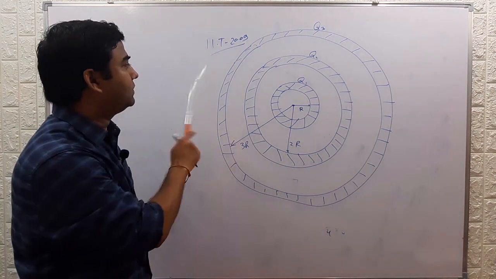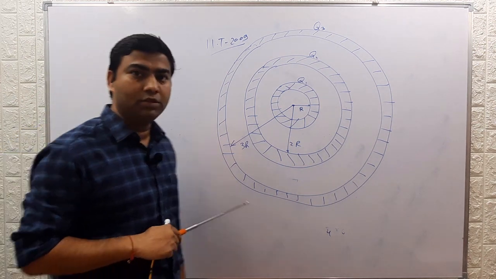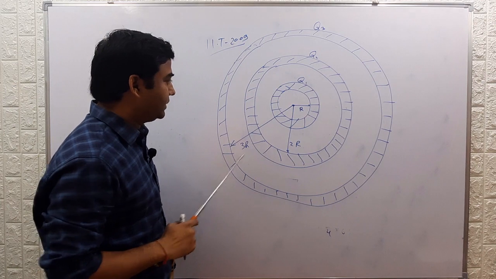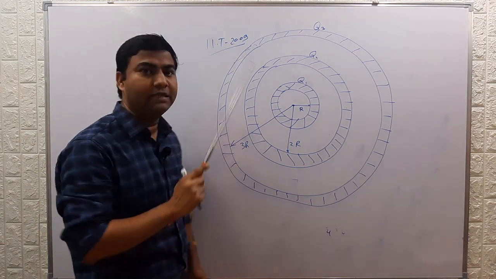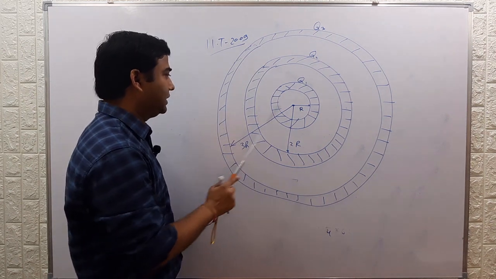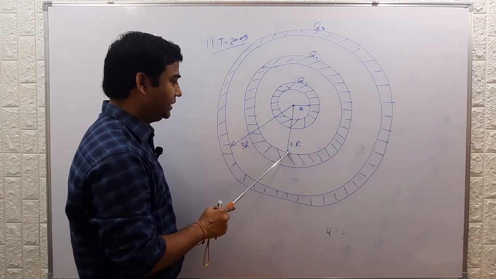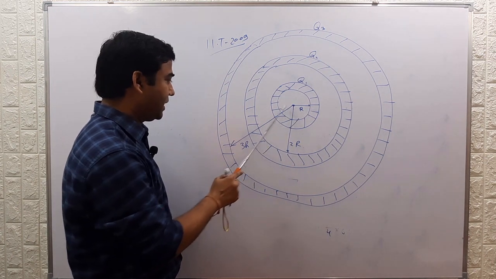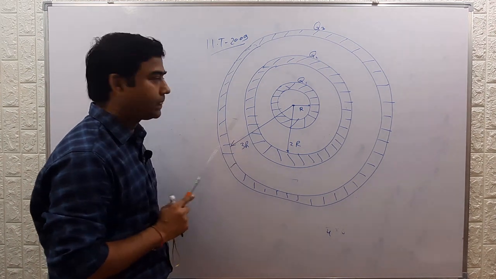So this problem was asked in IIT 2009. This is a very simple problem and based on Gauss's law. So what is given? These are three spheres: 1, 2, 3. Three spherical shells of conducting material. The inner sphere has radius r, the middle sphere has radius 2r, and the outer sphere has radius 3r.